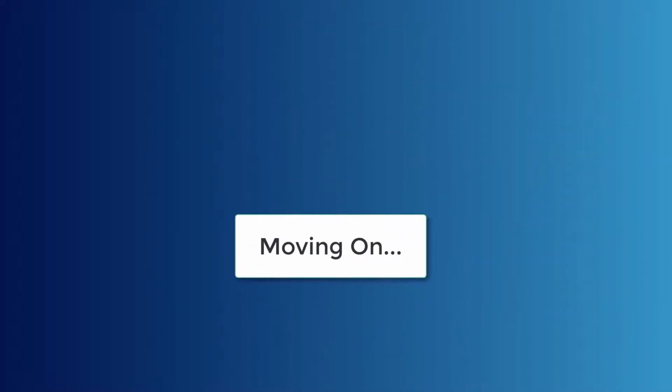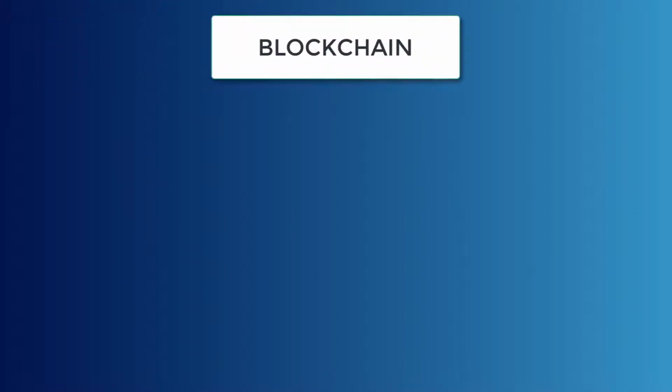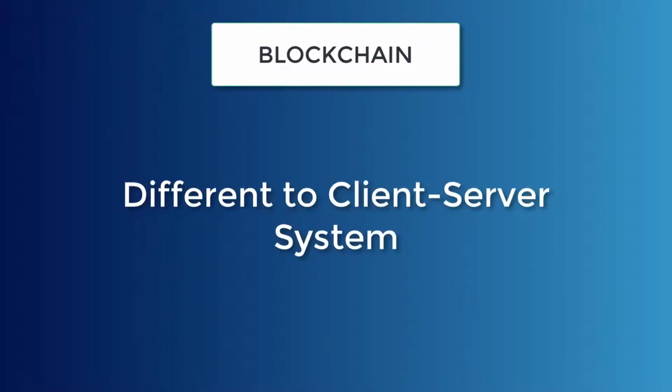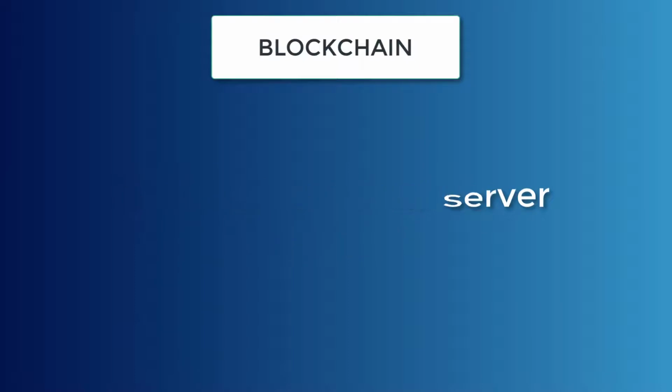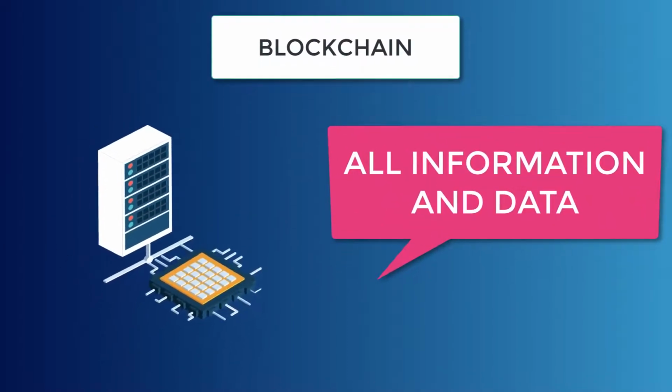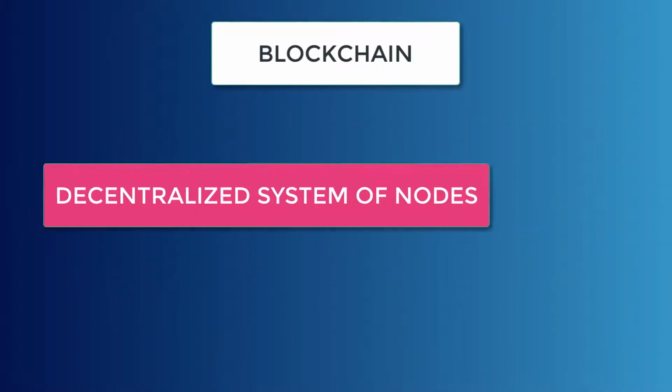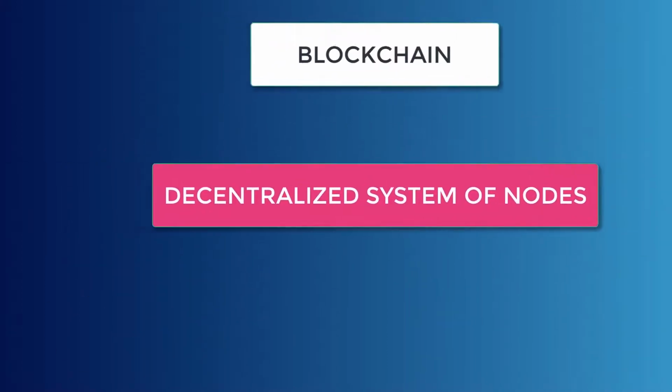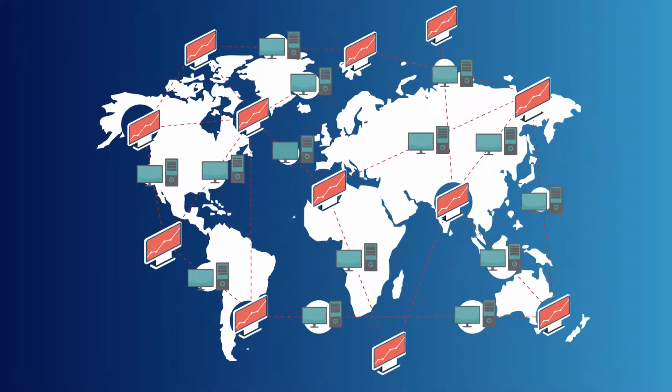Moving on, blockchain is different. It works entirely differently from the traditional client-server system. Instead of putting all the information and data on a centralized server computer, blockchain runs on a decentralized system of nodes. Nodes are individual computers that are spread all over the world. All these nodes host and run the blockchain program. This system of decentralized nodes provides a ton of advantages and improvements over the traditional client-server model.